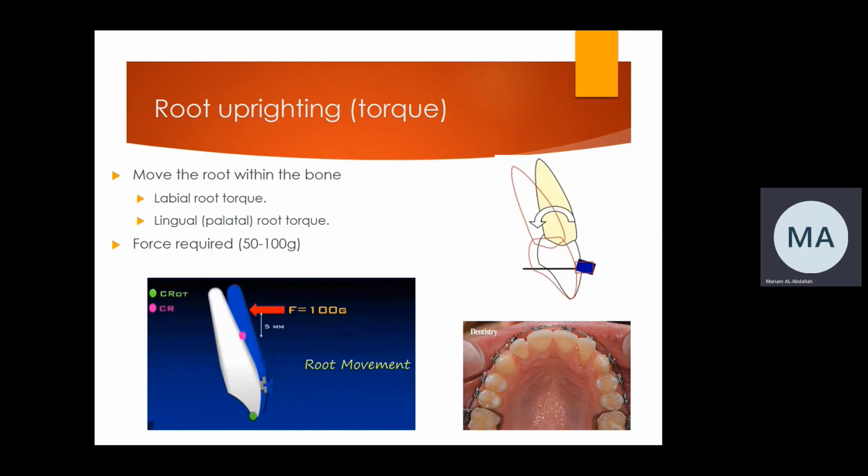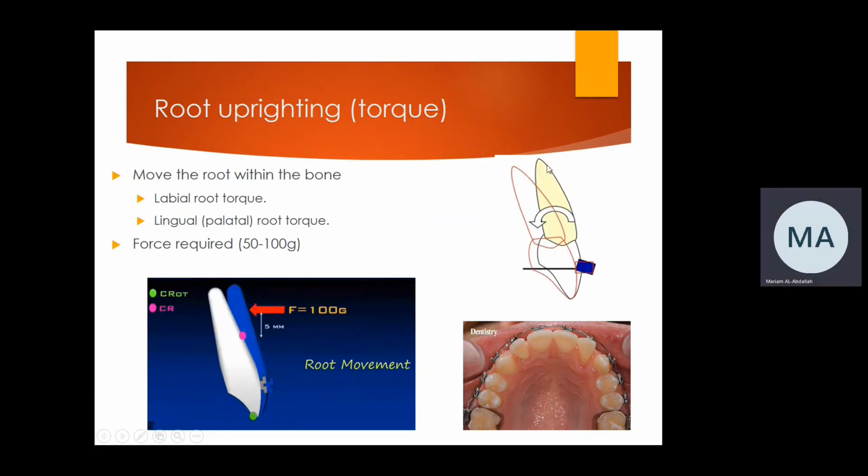Root uprighting. Okay, when the root is moving within the bone, buccolingually, we call it torquing. So we can torque the root labially, we can torque the root lingually or palatally. And usually we can produce this using a couple with a fixed appliance and a rectangular wire. So this is a beautiful torquing here where we have the center of rotation exactly at the incisal edge. So the movement of the crown is minimal and most of the movement is within the bone, within the root.